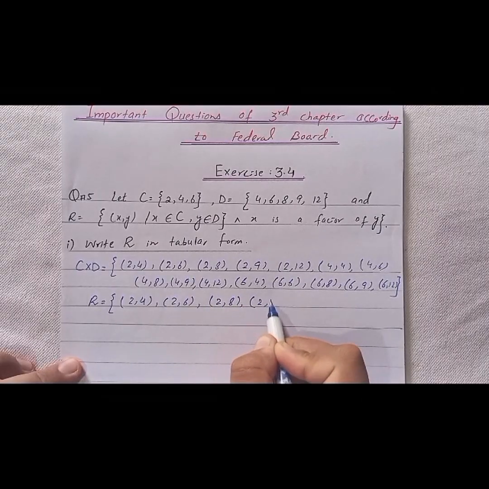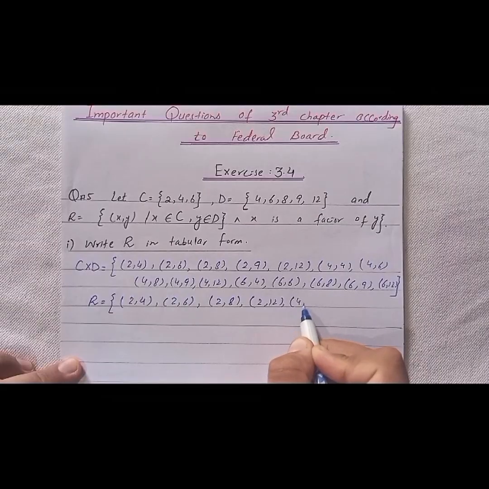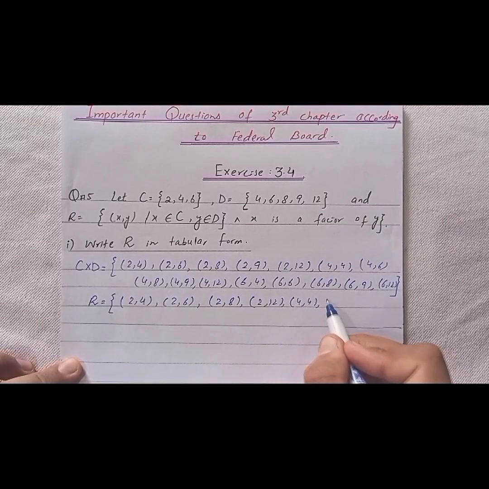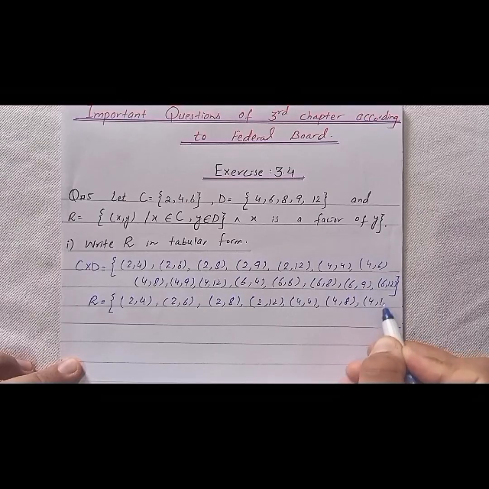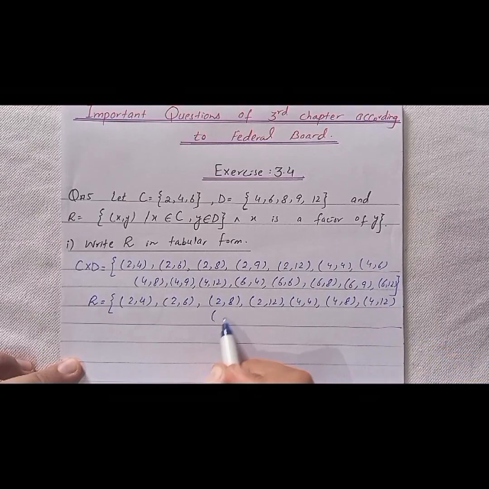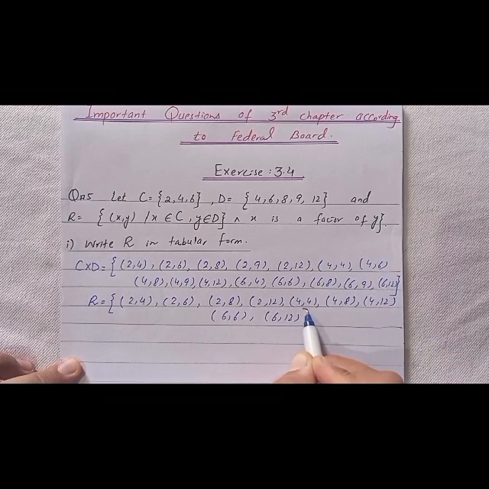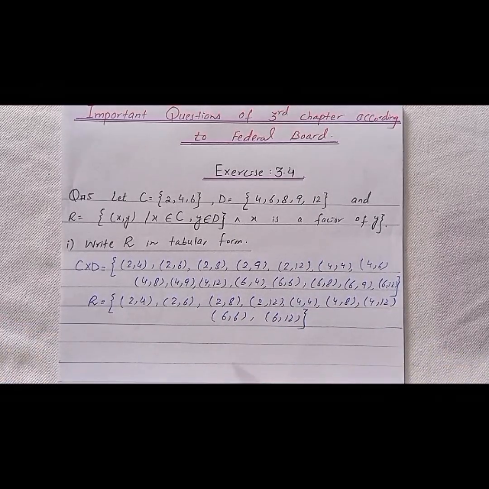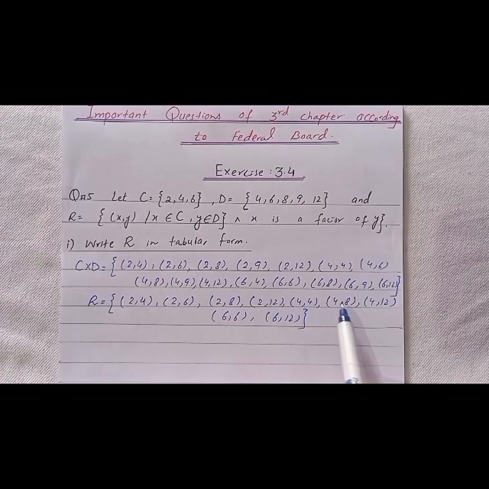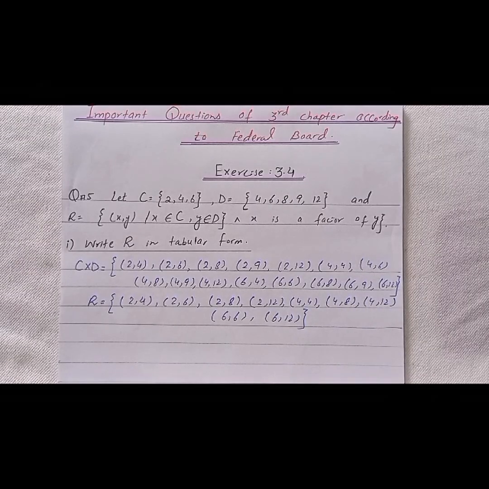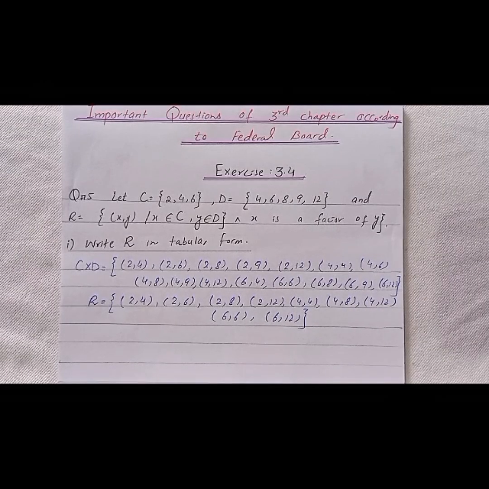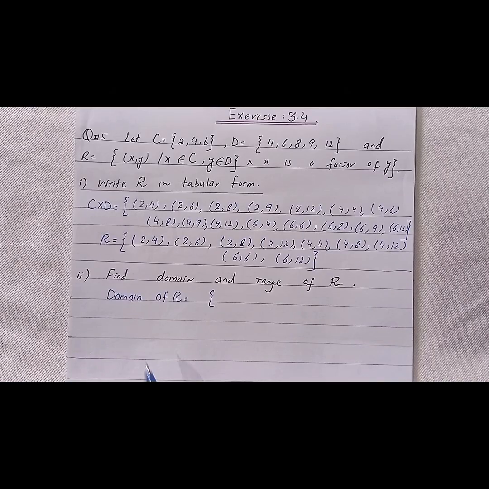Then 2, 12. 4, 4. 4, 8. 4, 12. 6, 6. And 6, 12. So this is the tabular representation of R in which we write the ordered pairs which fulfill the condition. Here R in tabular form is this.